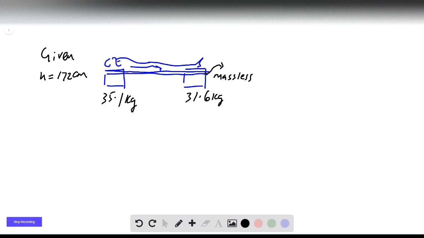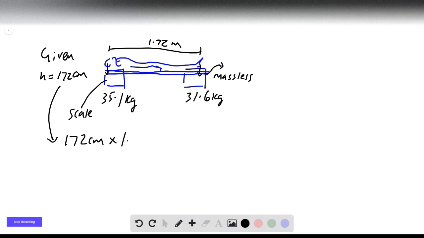And also these are scales. So this is a scale that measures the weight, assuming the weight of the head is pushing down and the weight of the legs is also pushing down. And the distance between them, as we've said, is the height. If you change centimeters to meters, you have to multiply that by 1 meter over 100 centimeters, and that gives you 1.72 meters.